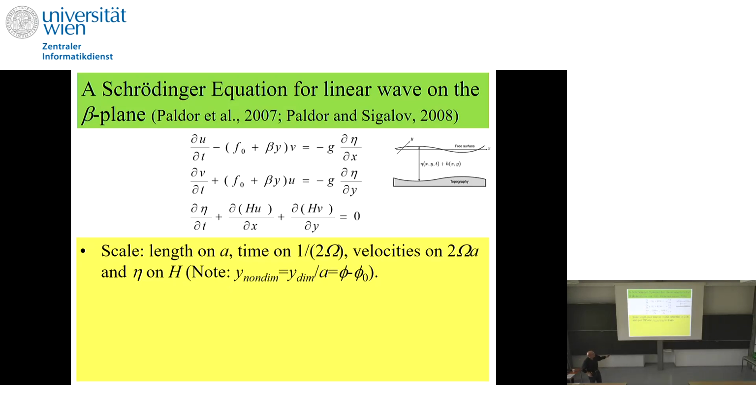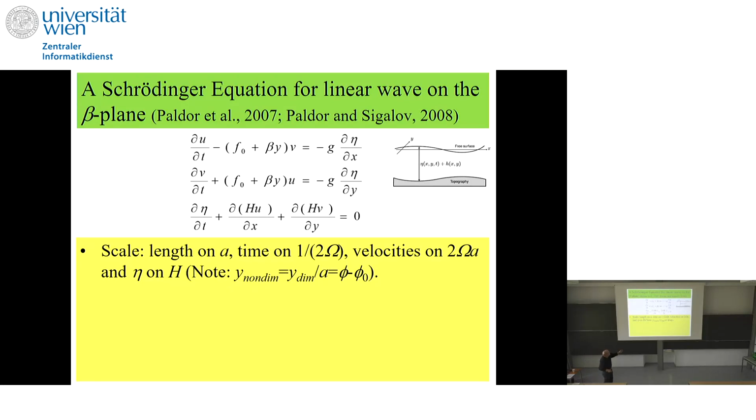Time, we scale on 1 over 2 omega. Remember, I showed you that F0 was 2 omega times sine phi. So I'm going to leave sine phi in the equation so we can identify where the F0 and beta are located and use only 2 omega as the scale for the time. And therefore, velocities are going to be scaled on 2 omega A. And this eta here will be scaled on the total height.